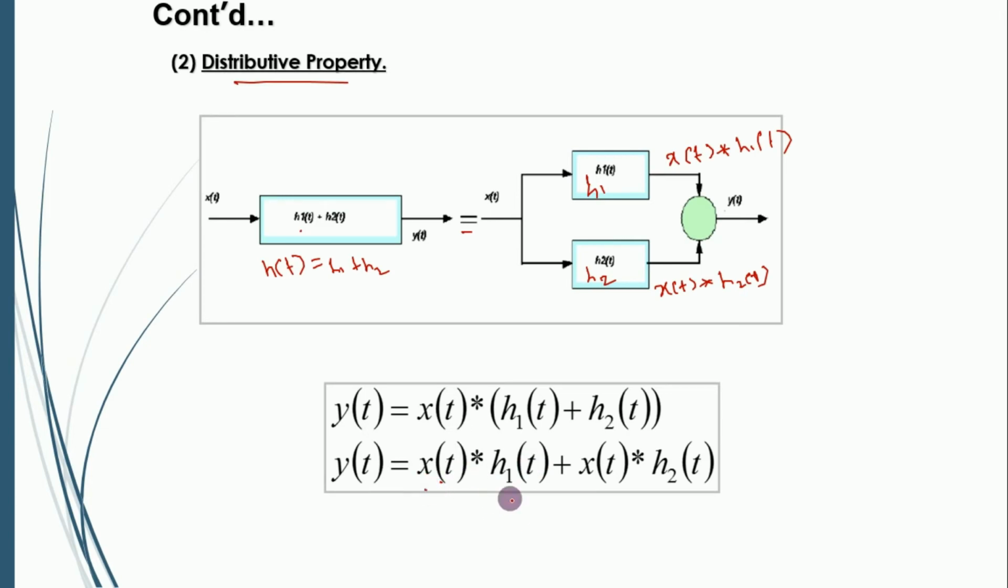So the distributive property goes like this. y of t is equal to y1 of t plus y2 of t. So y1 of t means what? x of t convolved with h1 of t. y2 of t means x of t convolved with h2 of t convolved. I'll show it here. Here it is. This is y1, this is y2.